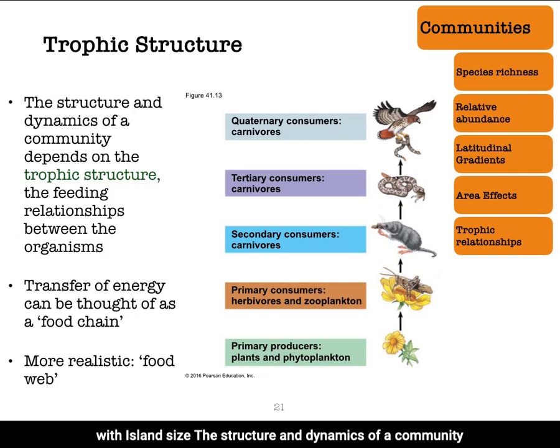The structure and dynamics of a community also depend on the trophic structure, or the feeding relationship between the organisms in the community. You may have heard the term food chain before, and this refers to the transfer of energy between trophic levels, and a food chain is shown on the right-hand side of this slide. At the bottom, we have plants, which are the primary producers.